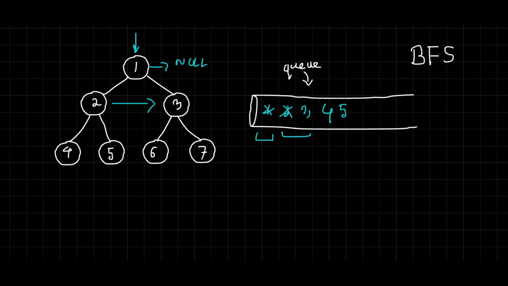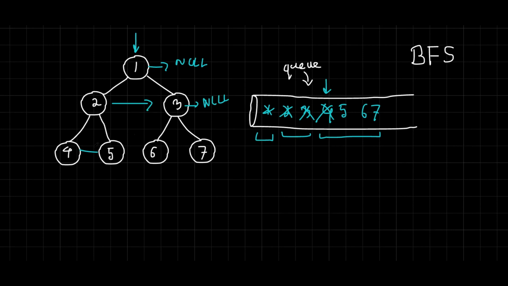Now we are at this node 3. It has two children, 6 and 7. So we have to insert them here. And is 3 the last element of its level? Yes, it is. So we have to connect it to null. Now we have to remove 3. Now our next level has 4 nodes: 4, 5, 6, 7. So what is the top element of the queue? It is 4. And we have to remove it.